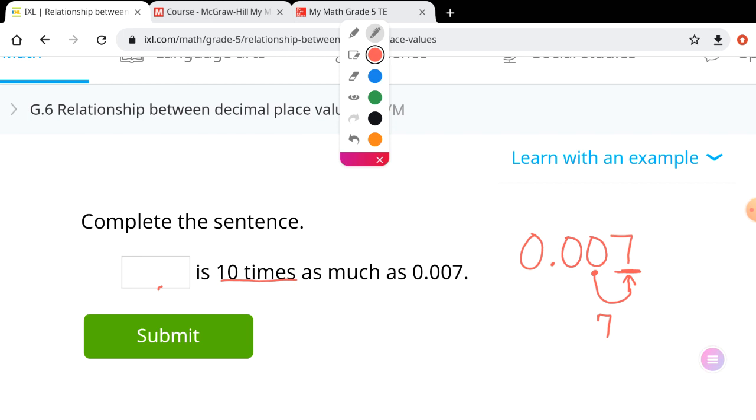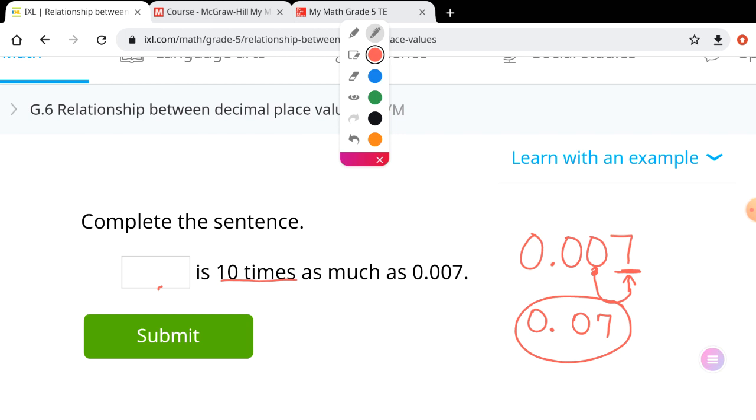No. Who thinks they know what my answer is? And again, this is new. That's why we're doing it together. Madison? 0.077. Not the extra 7, because we're just talking about the value of that digit. The value of this digit is 7 hundredths. So this is what we will type in.